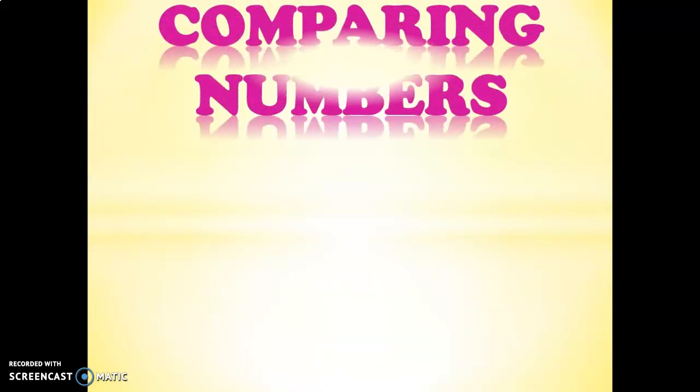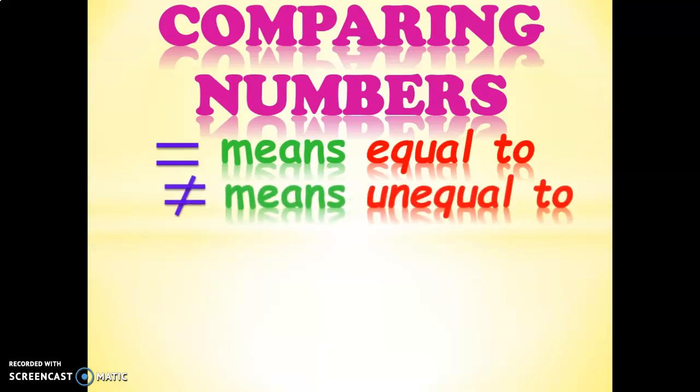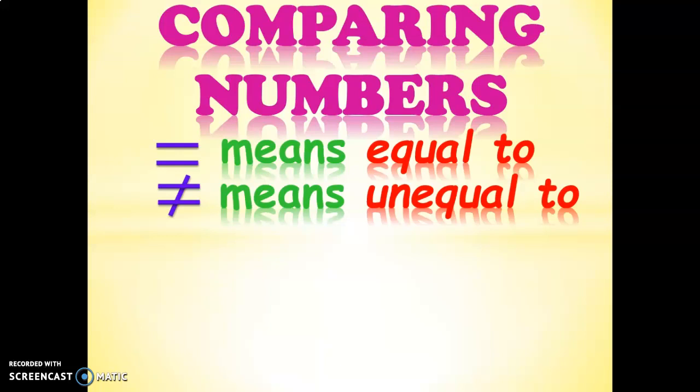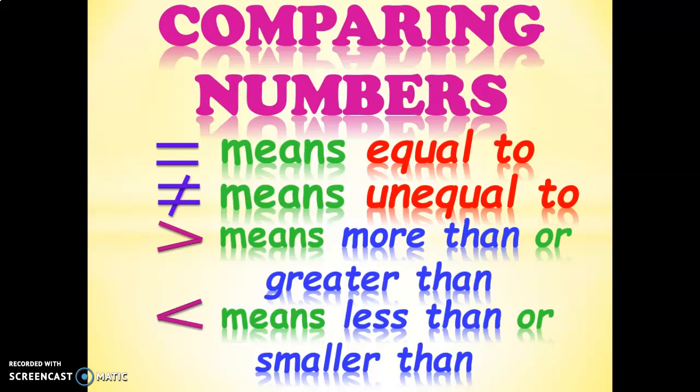Today's topic is about comparing numbers. For this lesson, we will be using 4 symbols to compare numbers. The first symbol means equal to. This next symbol means unequal to. This symbol means more than or greater than. And the last symbol tells you it's less than or smaller than.